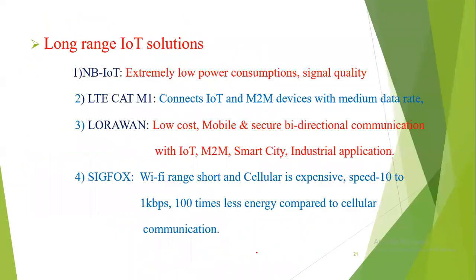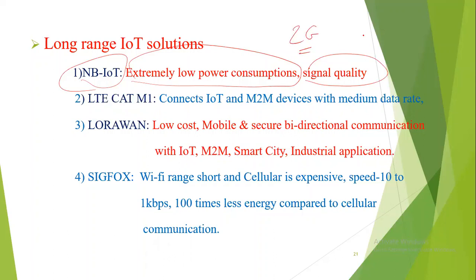Then as far as long range IoT solutions are concerned, the first one is Narrowband Internet of Things. Narrowband IoT provides extremely low power consumption, and it also provides very good signal quality. Compared to 2G, NB-IoT provides a 23 dB improvement in signal strength. So signal quality is very good.